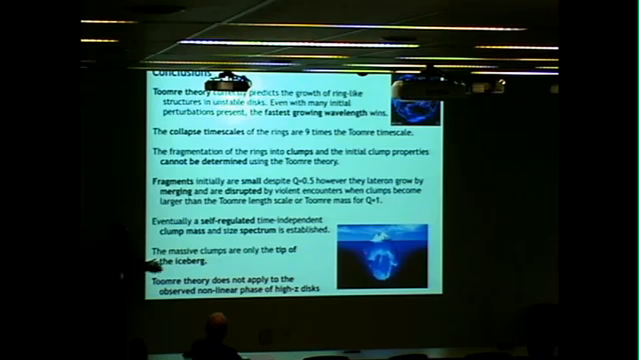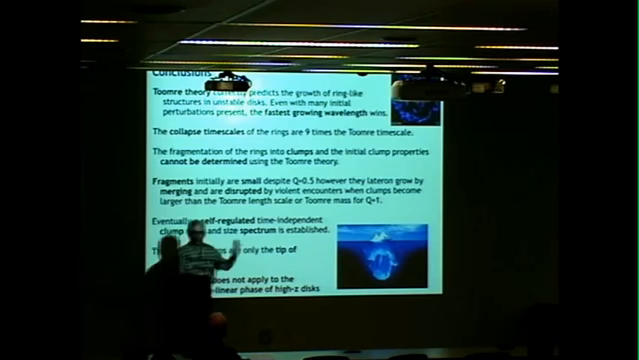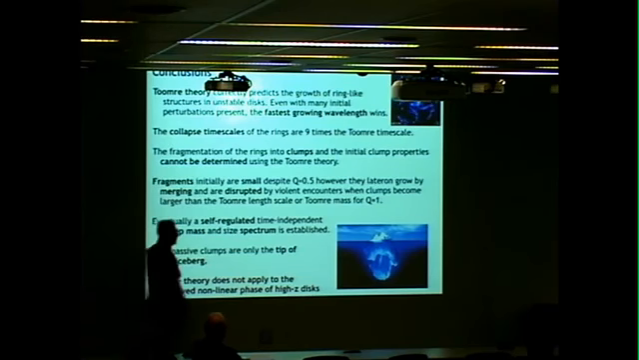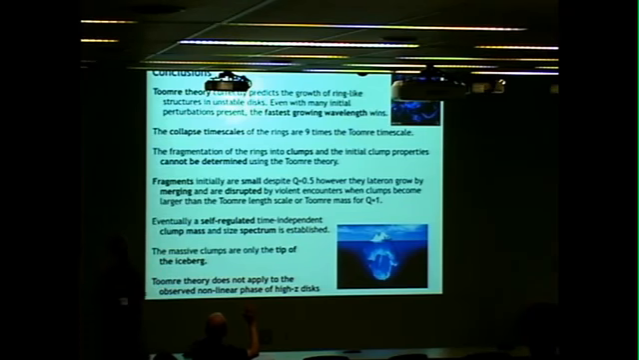And so this is something which I think is most important. The Toomre theory does not apply to the observed high redshift nonlinear phase of these star-forming galaxies. In general, also, we might learn something using Toomre. Okay, so that's what I would like to say and thank you for listening.